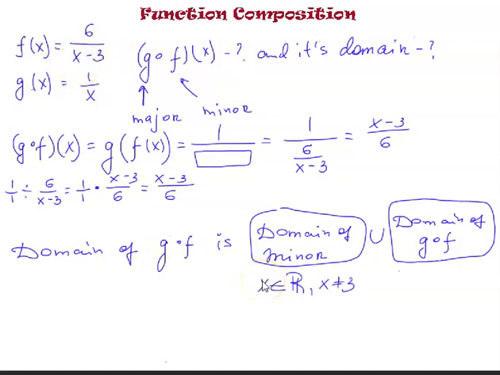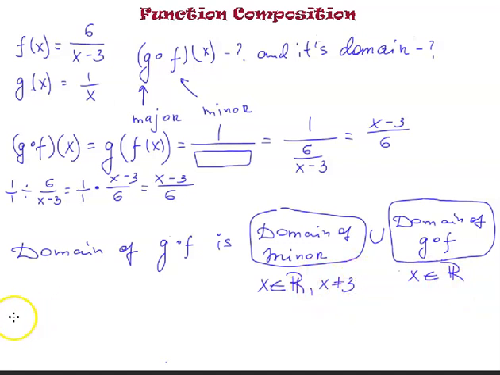Now let's look at the domain of the function composition. So the function composition is x minus 3 over 6. It is a fraction, however, the denominator is 6, and 6 never will turn into 0. So the domain of the new function will be all real numbers. So the only restriction we came up with is that x cannot equal 3.